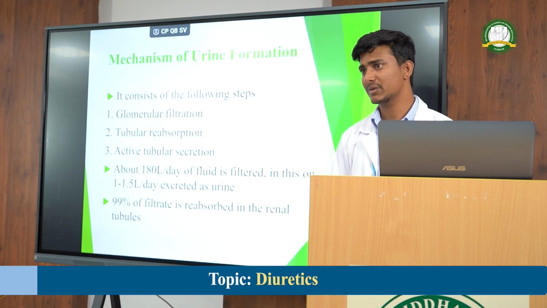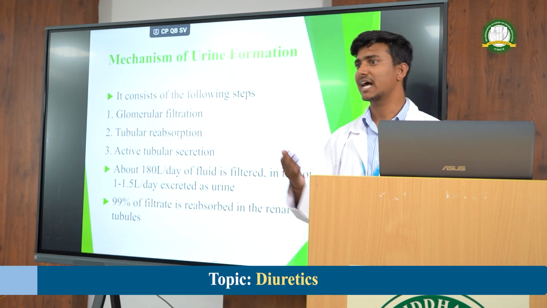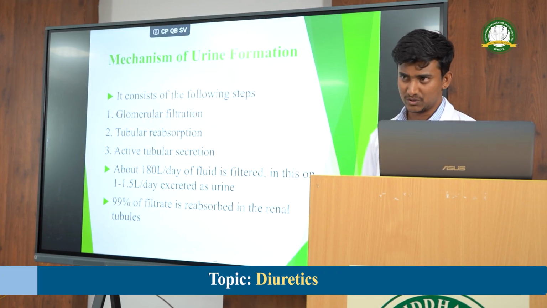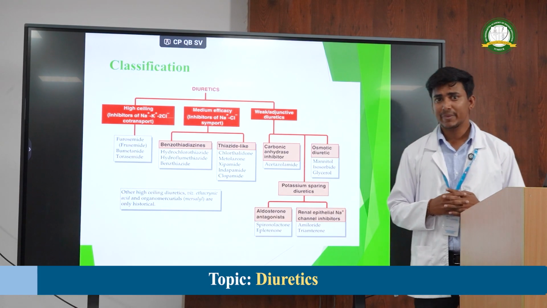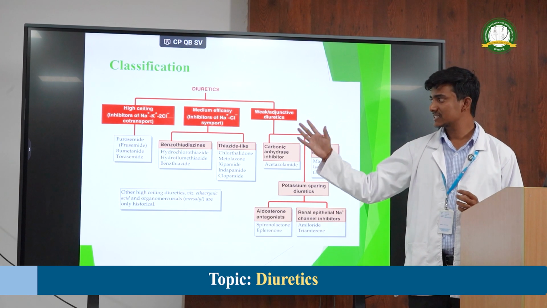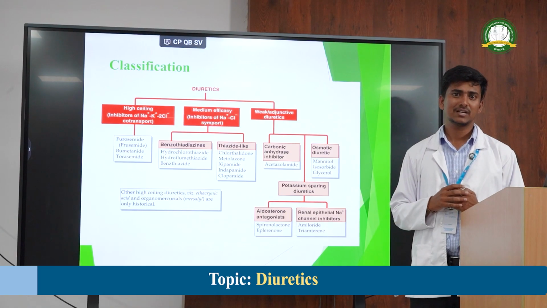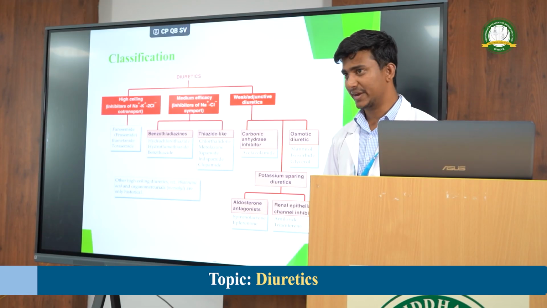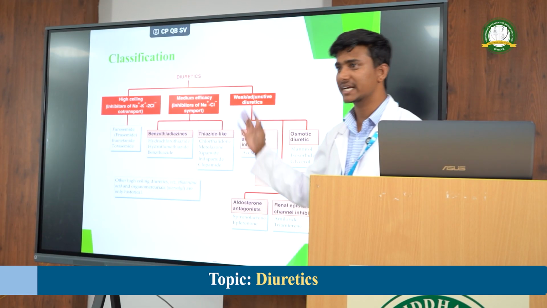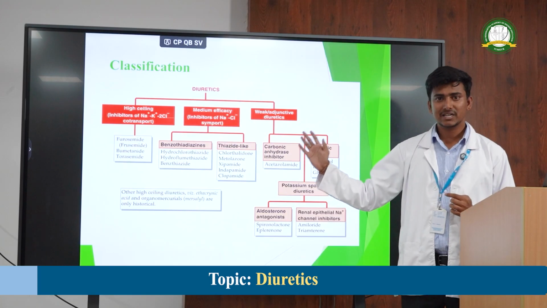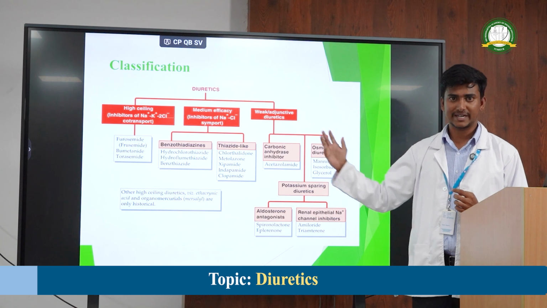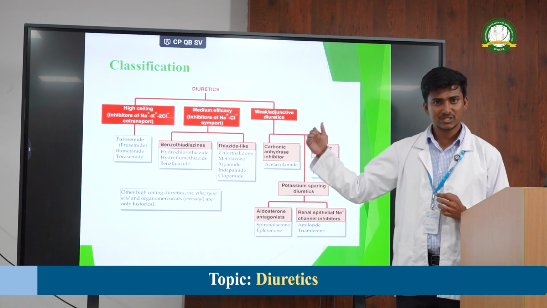Next we will discuss the classification. What are the different classes of drugs we are going to use? Based on efficacy, diuretics are divided into three different classes. The first class is high ceiling diuretics. The second class is medium efficacy diuretics. And the third class is weak diuretics. We will see examples of these one by one.